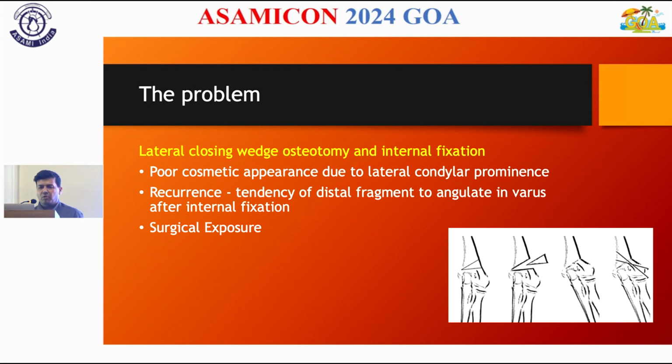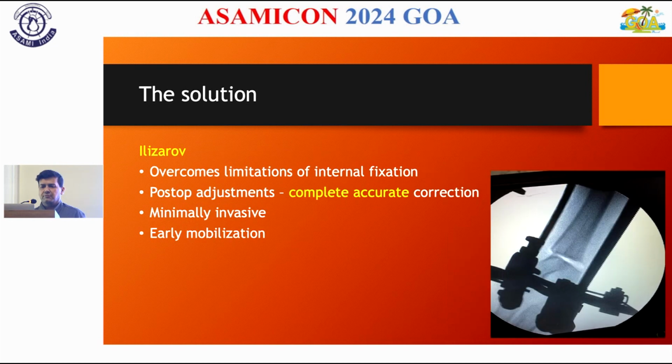Recurrence can be a problem because of the tendency of the distal fragment to angulate in varus after internal rotation, and obviously there is surgical exposure. Ilizarov comes as a good solution. It overcomes all these limitations of internal fixation. The most important advantage is it can be a complete, accurate correction because mainly it's a cosmetic surgery. Obviously, it's minimally invasive and you can start mobilizing from day one.